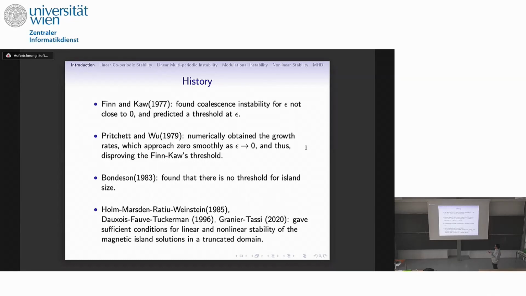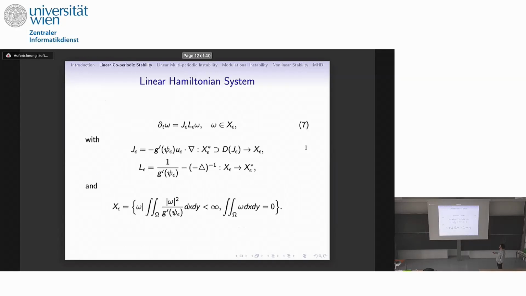Also the group of Hong and Marston and some other people, they also use this Arnold type of argument to try to prove nonlinear stability or even linear stability for this kind of magnetic island solutions. But they also need to do the truncation of the domain, and they can only get some sufficient condition for stability, like a restriction of the parameter epsilon, or restriction of the size of the truncated domain, and so forth. Okay, now let me describe the results we obtained.